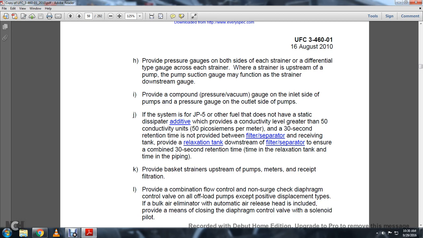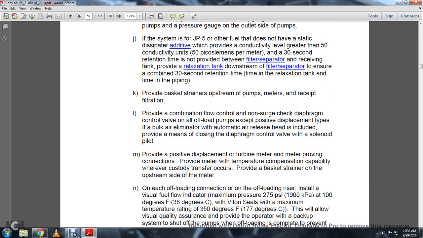If the system is JP5 or another fuel that does not have the static dissipator additive, which provides a conductivity level greater than 50 conductivity units or 50 picosiemens per meter, a 30-second retention time is provided between the filter separator and the receiving tank. Provide a relaxation tank downstream of the filter separator to ensure the 30-second retention time from the time of the piping.